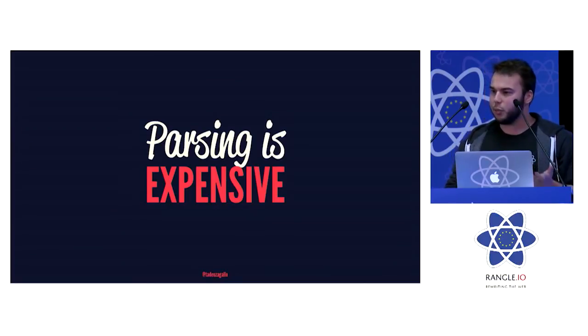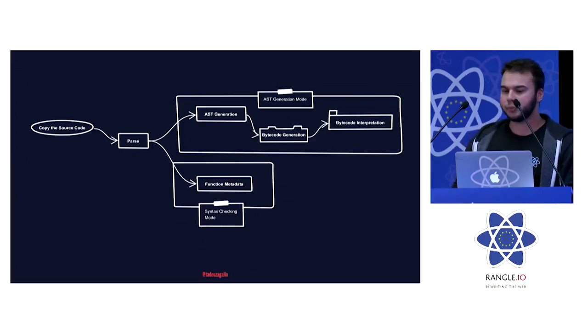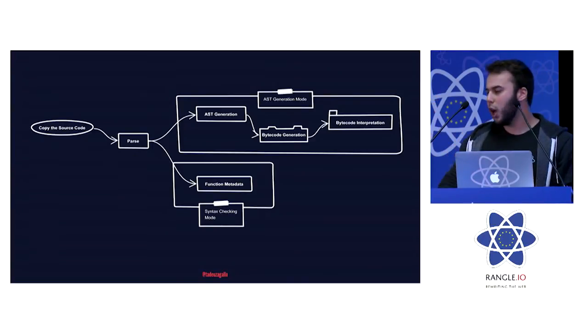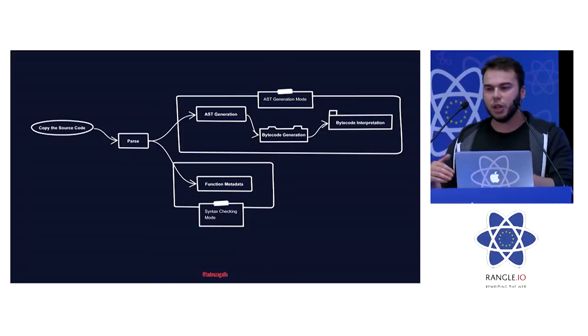So again, I had simplified the initial graph a little bit, and in fact, it looks a little bit more like that. So at the top, you have two modes in the parser. At the top, you have the AST generation mode. So that's when you actually generate the AST and the bytecode, as I talked about before. And at the bottom, you have this syntax checking mode.